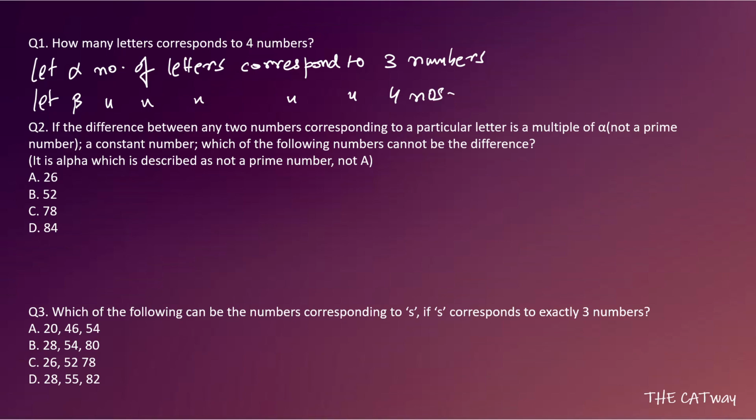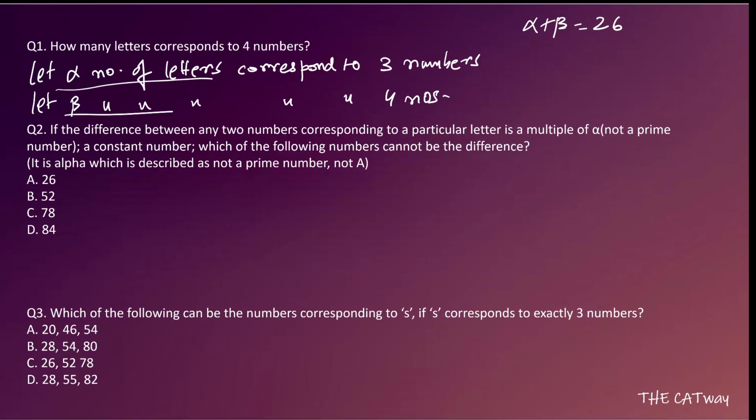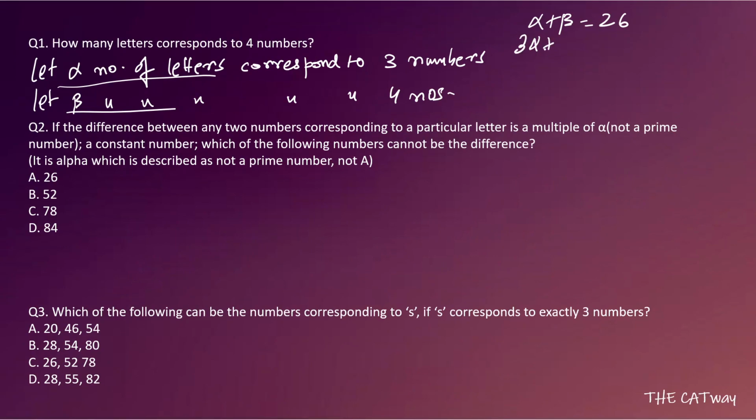When we have this, we know that alpha number of letters and beta number of letters, these two together are going to be the total number of alphabets. So we can say that alpha plus beta is 26. We also know that two-digit numbers are 90. So we can say that 3 alpha plus 4 beta is equal to 90. Now we will solve that, and we want the value of beta, because beta number of letters correspond to 4 numbers, and that's what is asked.